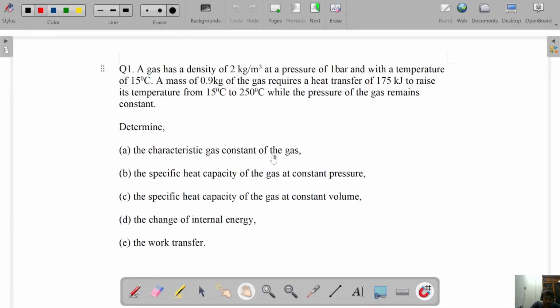Okay, let's discuss this question. This DMB3301 thermo fluids question is from the mechanical engineering department. I'm going to read this question.